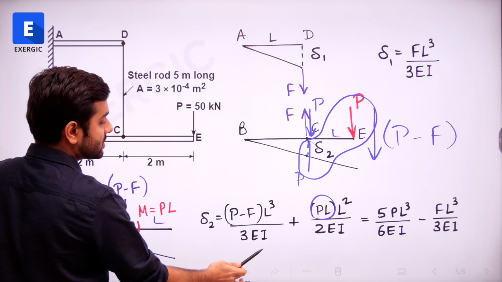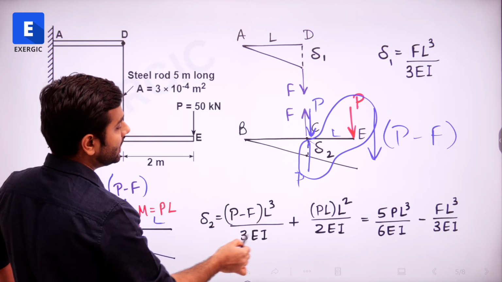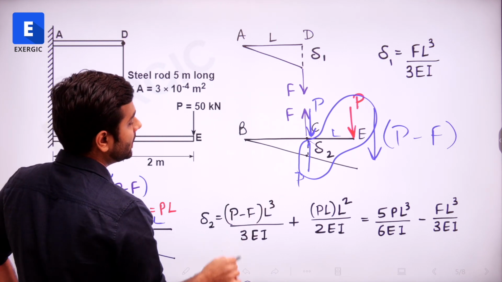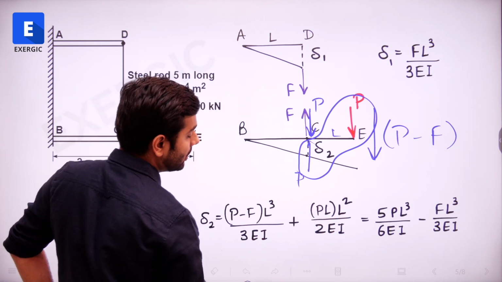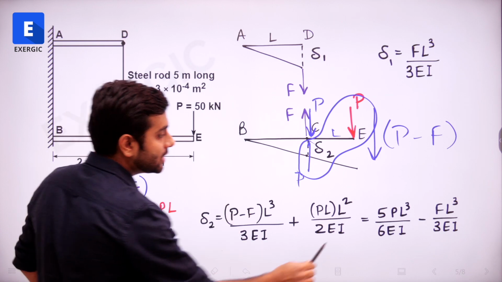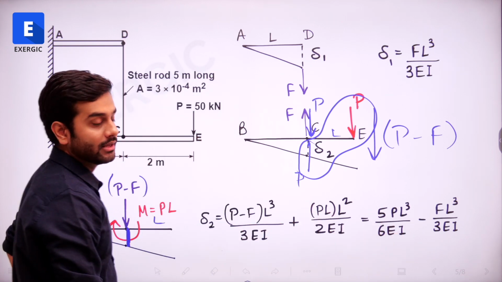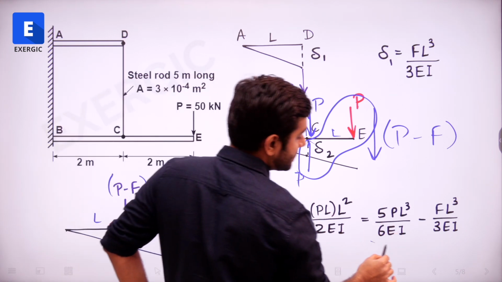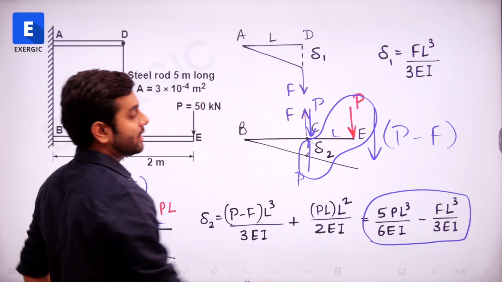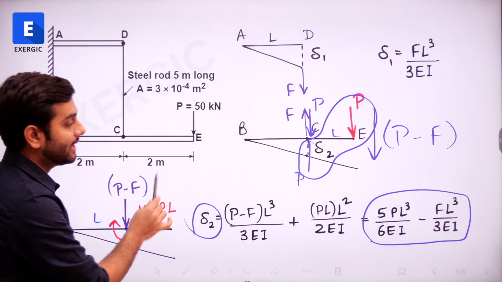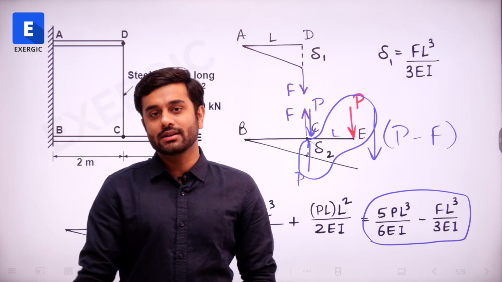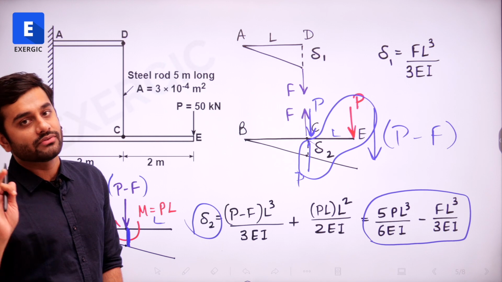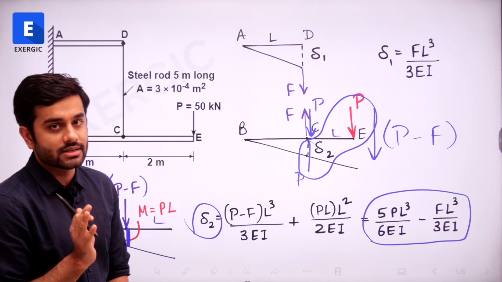Now you just have to simplify it. This will be PL cube by 3EI minus FL cube by 3EI, plus PL cube by 2EI. If you add them, you will get 5PL cube by 6EI, and minus FL cube by 3EI will stay there. So what you have got is the del 2 expression. As I told you, we have discussed all the different methods, and you can choose any of them to get to this expression.